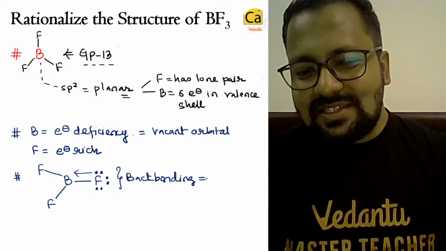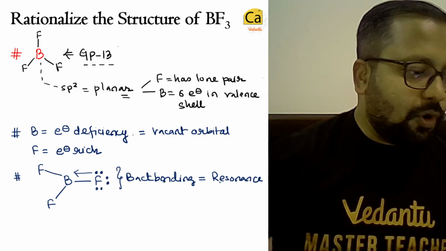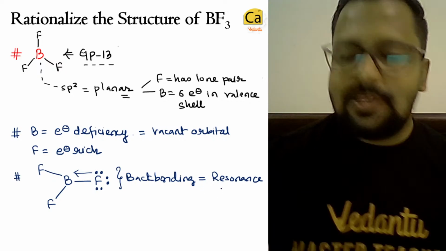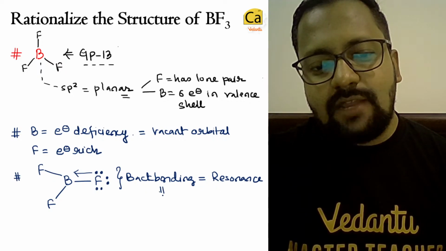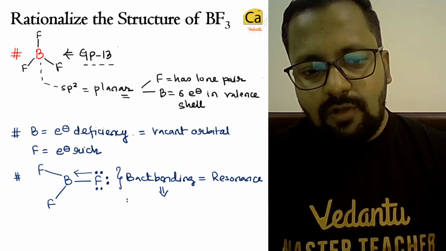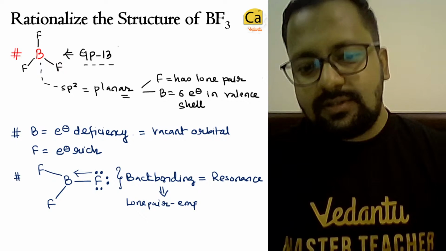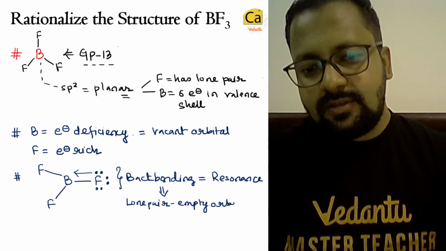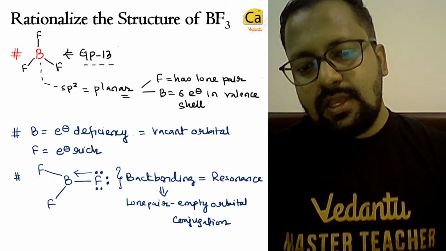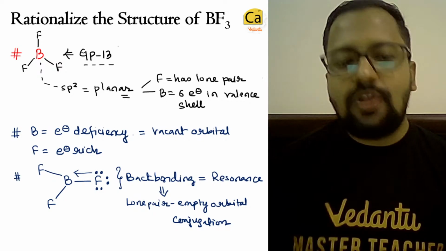Back bonding is exactly the same as resonance. The only difference is that in back bonding, we involve a lone pair empty orbital conjugation. Lone pair empty orbital conjugation. That's it. This is what you have to remember, guys.